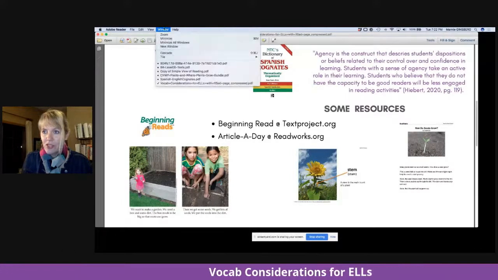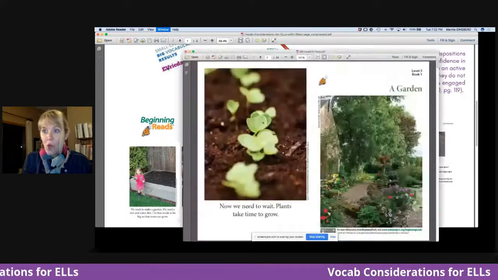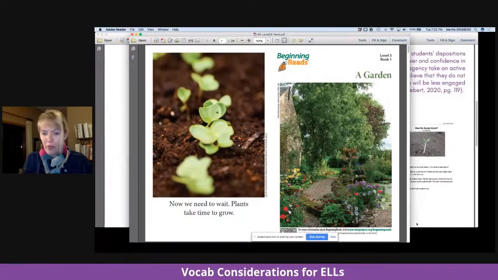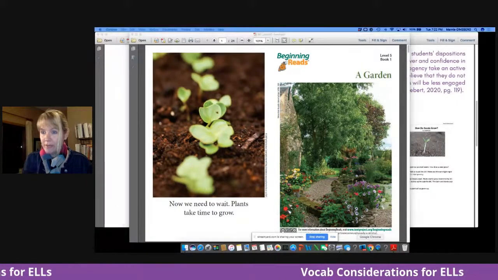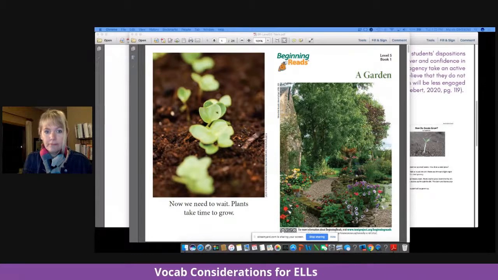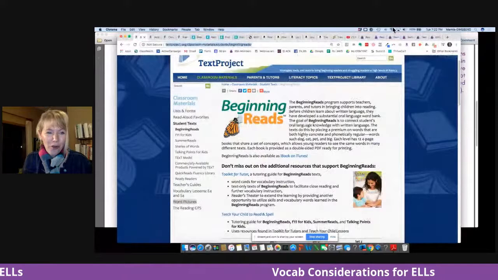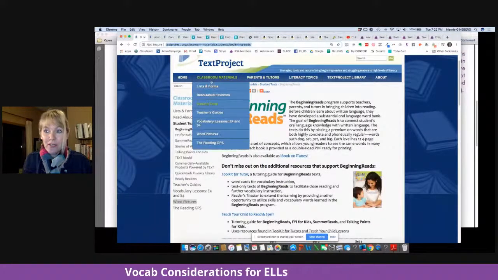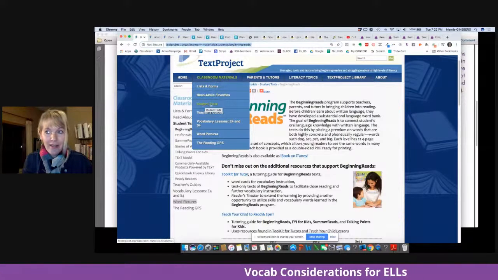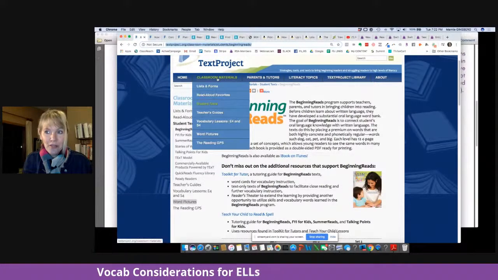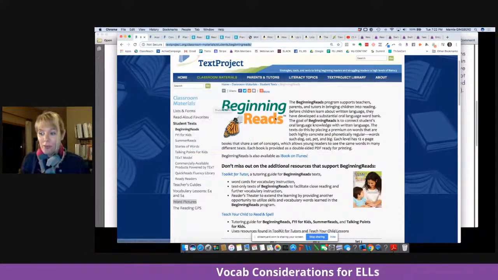Okay, let's check out the beginning reads. This is just one example. Actually, let me first start with where we're headed. If you were to go to Text Project, let me pull it up. There we go. If you go to Text Project, Classroom Materials, and choose Student Text, this is hyperlinked on your PDF, then you would see this Beginning Reads.